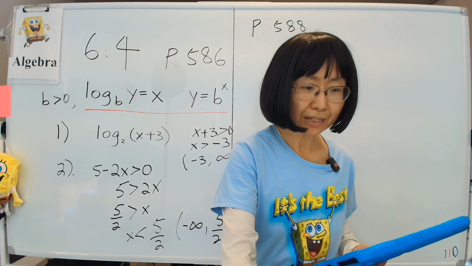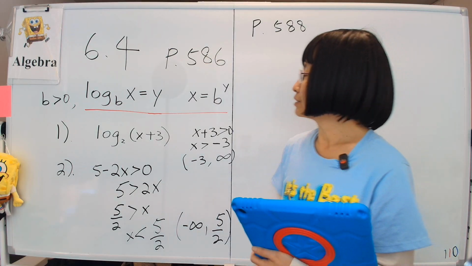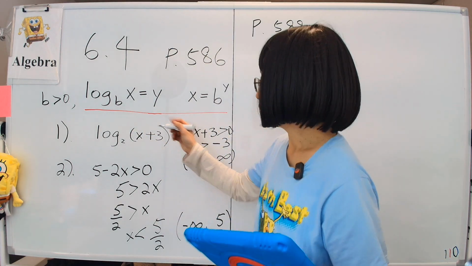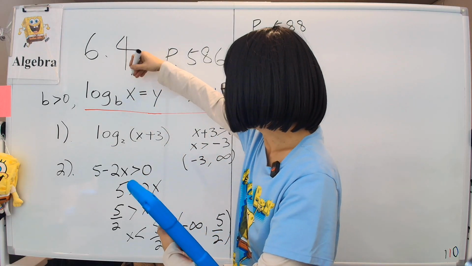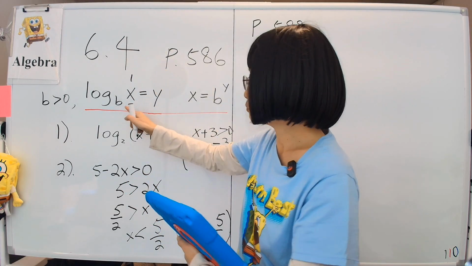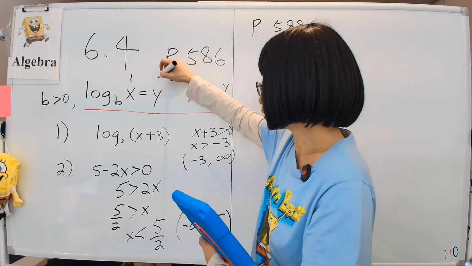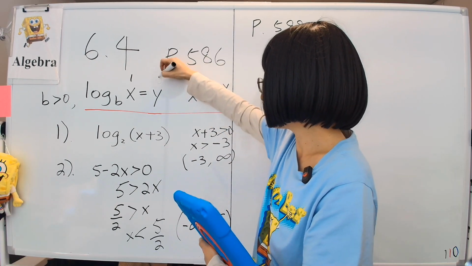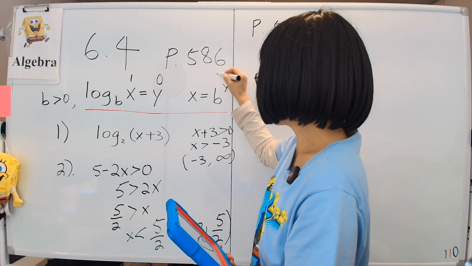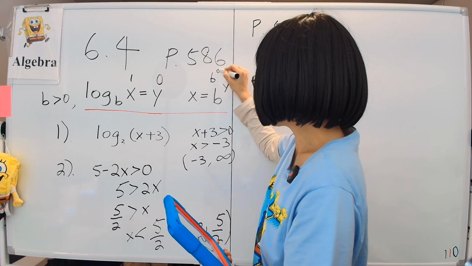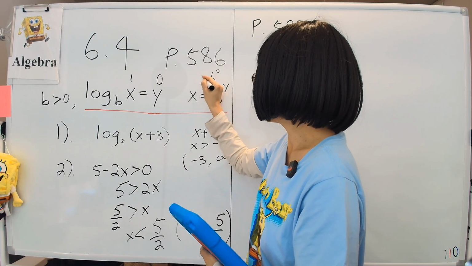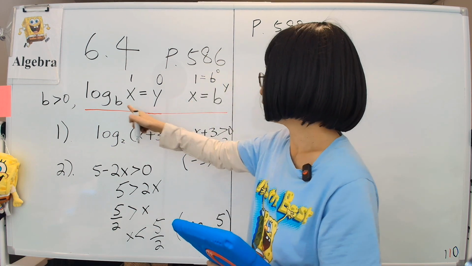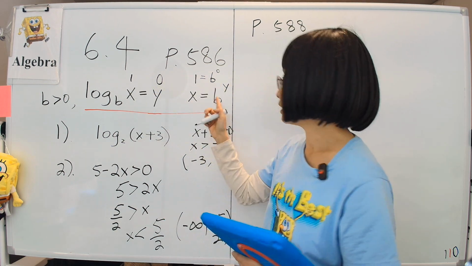Let's see, maybe I should write it differently. Yeah, so I think this might be better. Okay, so if you say if x is 1, that means b to what power equals 1? It has to be 0. Why? Because b to the power 0, doesn't matter what b is as long as it's positive, is always 1. So b to the power 0 is 1 is what this means.